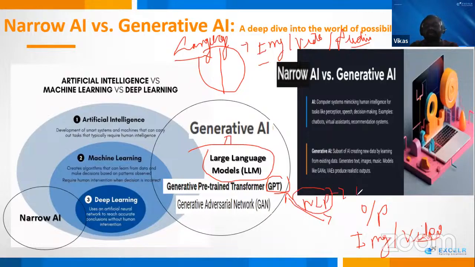NLP-related task, where the entire thing is related to the text or the generation of human language, right? Generation of human language, okay? Satyamurthy sir is saying NLP, correct. Awesome, awesome. So when we are trying to talk about NLP stuff, all right?